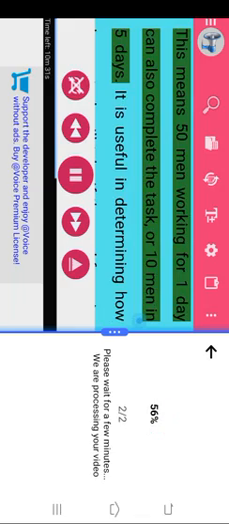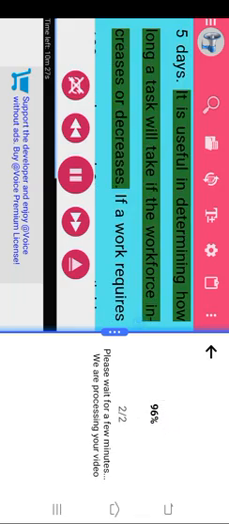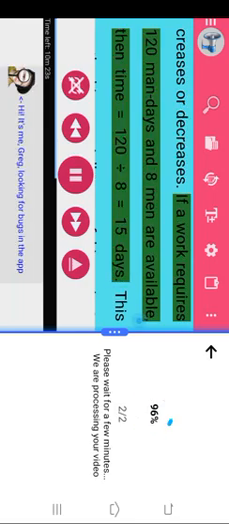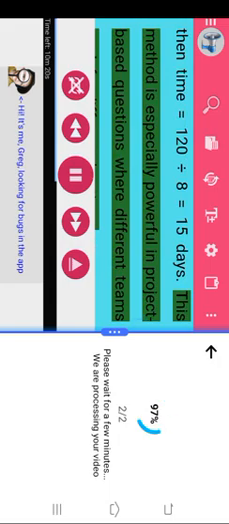If 5 men can complete a task in 10 days, then total work equals 5 times 10 equals 50 man-days. This means 50 men working for 1 day can also complete the task, or 10 men in 5 days. It is useful in determining how long a task will take if the workforce increases or decreases. If a work requires 120 man-days and 8 men are available, then time equals 120 divided by 8 equals 15 days. This method is especially powerful in project-based questions where different teams work for different durations.